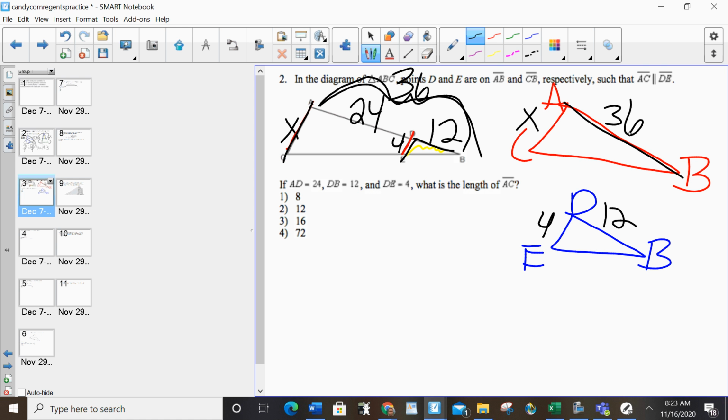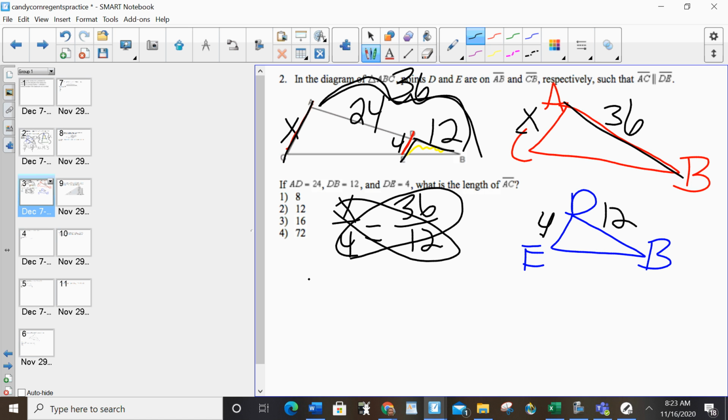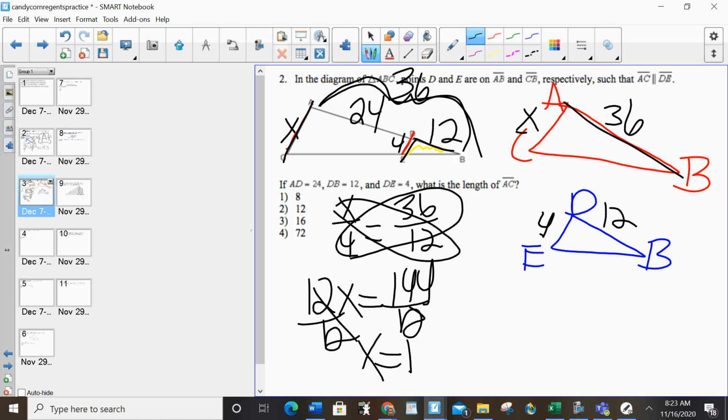Again, expect to have to add or subtract. Put your corresponding pieces on top of each other. X goes over the 4. 36 goes over the 12. Cross multiply and solve. X times 12 is 12x. 4 times 36 is 144. X is 12.